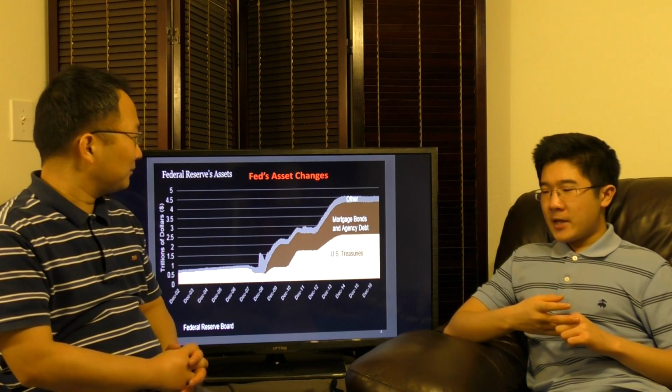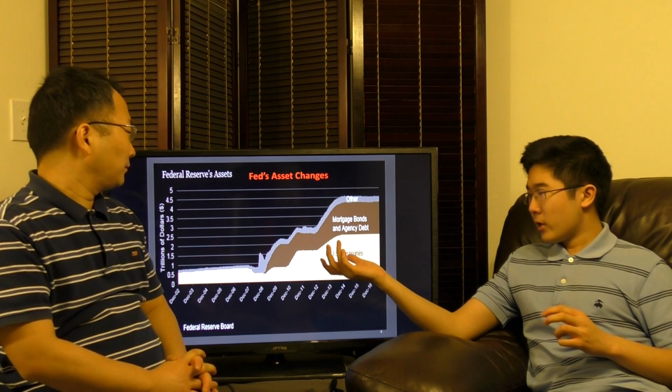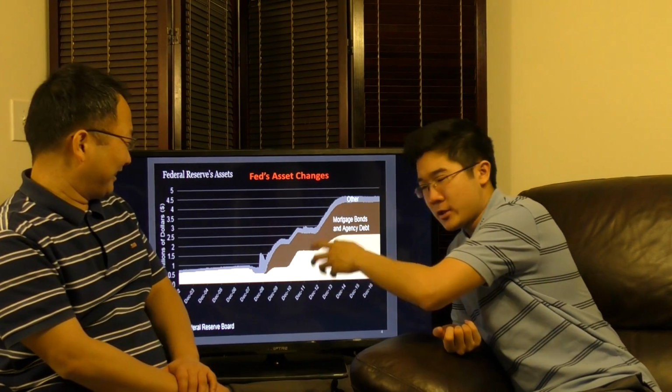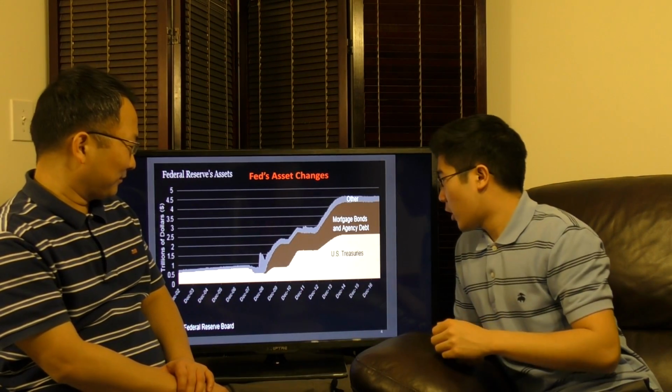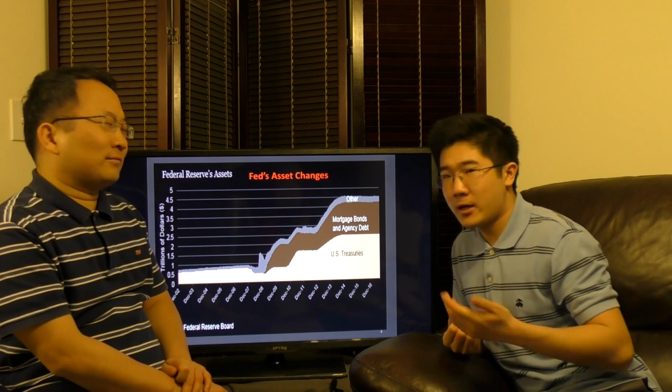So let's look at the Fed's assets in real life. A lot of it is U.S. Treasury bonds, as we expect. However, since the 2008 recession, we see a lot of it also come in the form of owning mortgage bonds and agency debt, mortgage-backed securities.